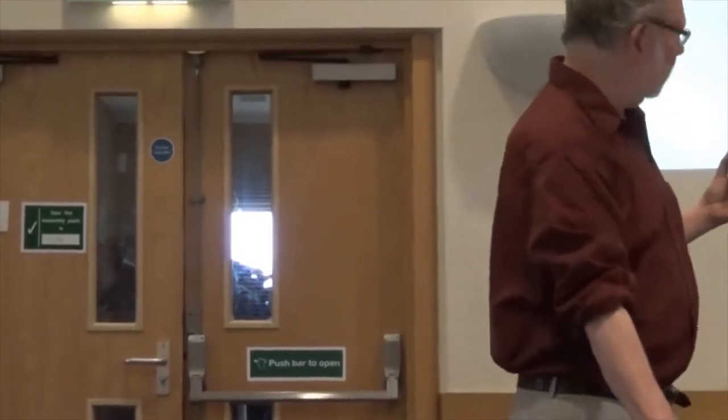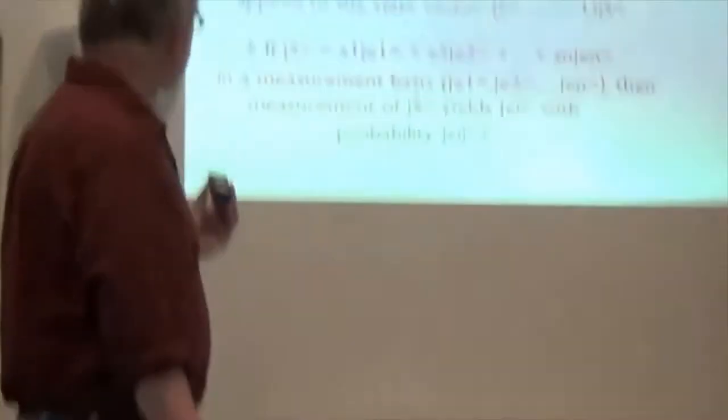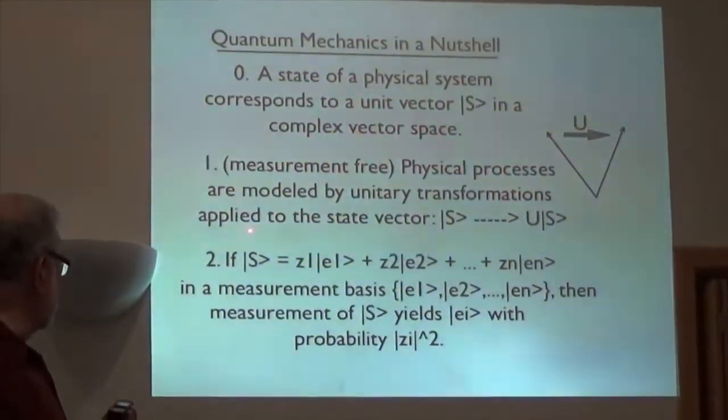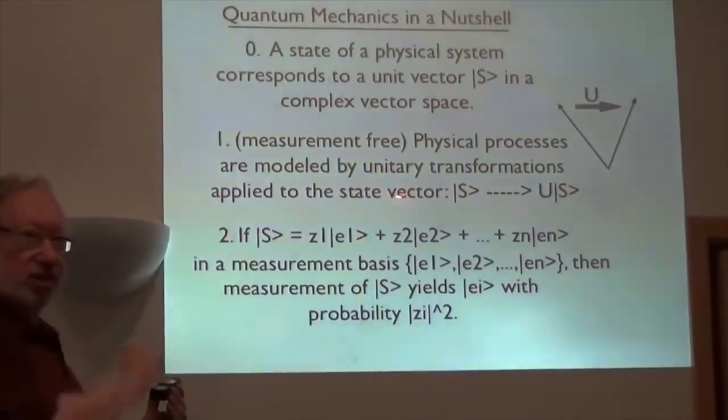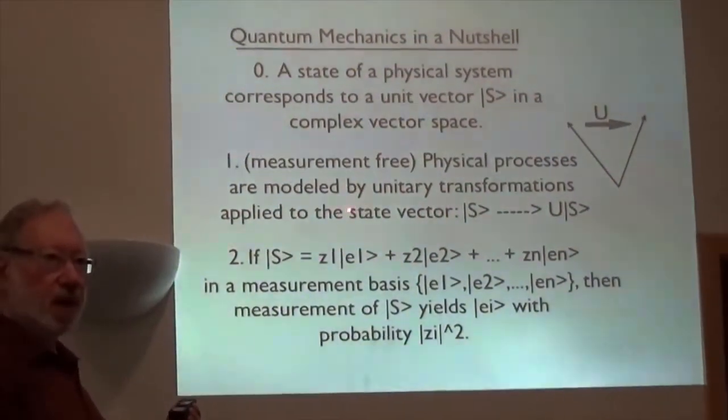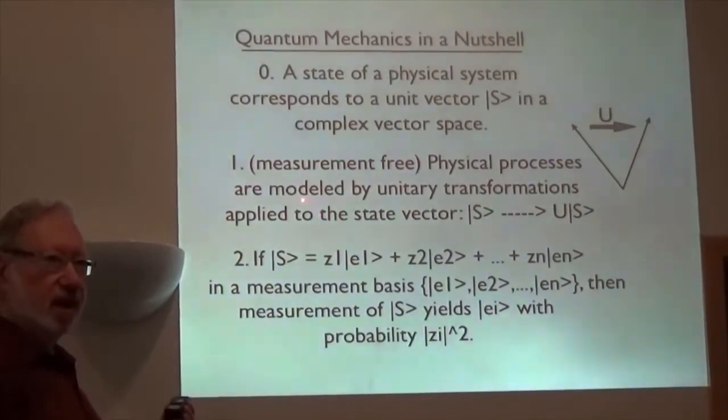That's the inner product back there in the complex vector space. The inner product is psi star, or s star, if you like. You multiply it by its complex conjugate.